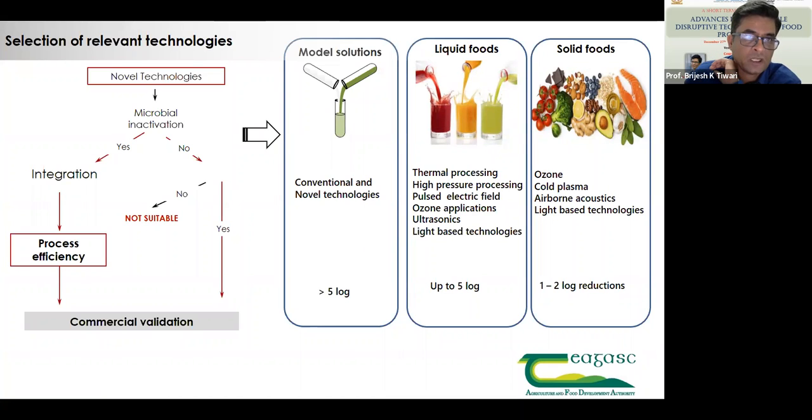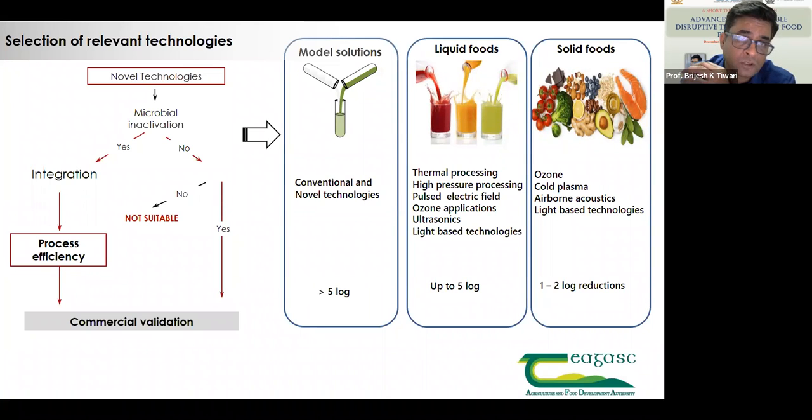Now, if it's not able to achieve microbial inactivation, then it's not suitable. So end of story. And if it is not able to achieve microbial inactivation, then you may have to come back with a combination of these technologies. And then if you're able to do that with the thermal or existing technology, then we look for commercial validation. So that is the way how we increase the TRL levels. Now, as I mentioned, we are going to cover some bit about risk assessment and how these technologies can be integrated into the process line.